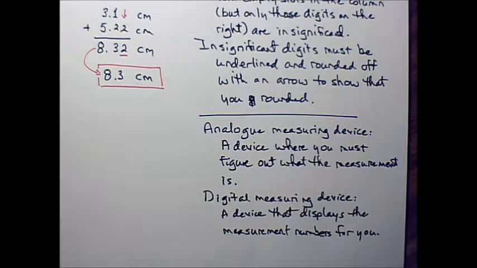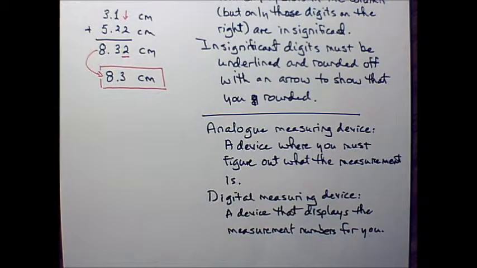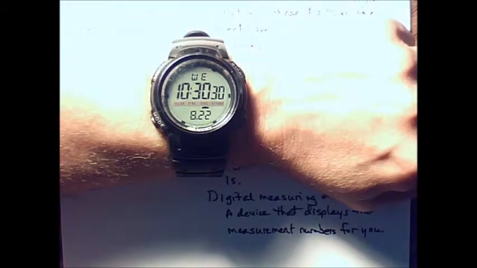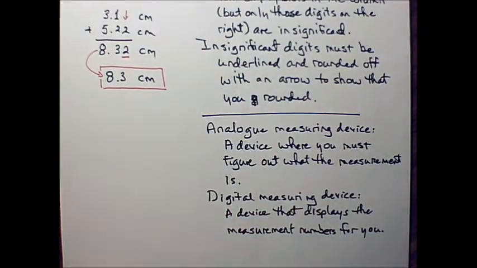Okay? All right. So look around the room. Anybody see any analog measuring devices in here? Well, yeah, there's a clock over there. You have to figure out what the time is on that clock because it has hands, right? So any clock that has hands is an analog measuring device. How about this time-keeping device? Digital. I can read the numbers on there. Very good. So if you practice with that a little bit, you'll get it. It's not really hard to figure out.